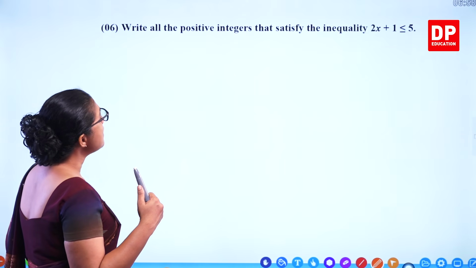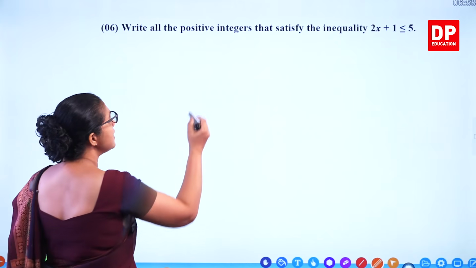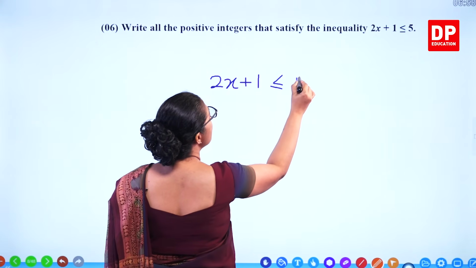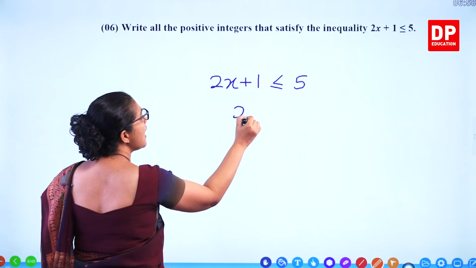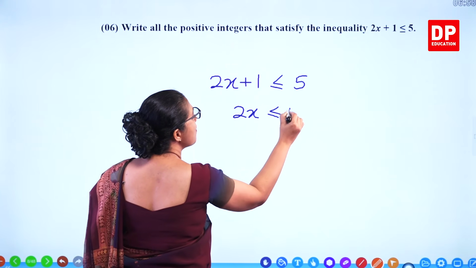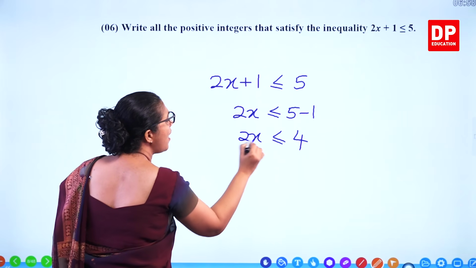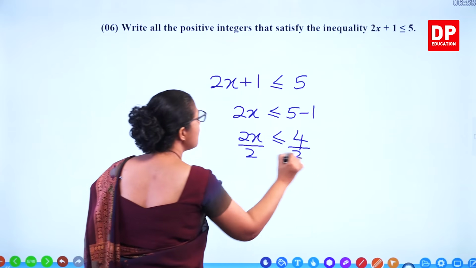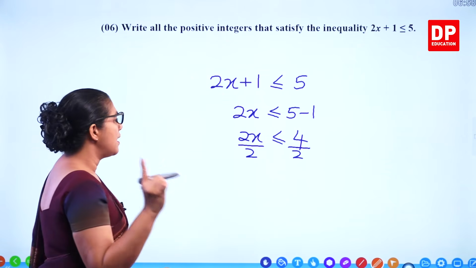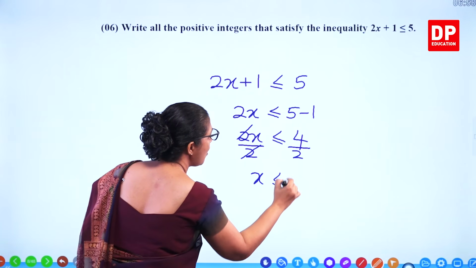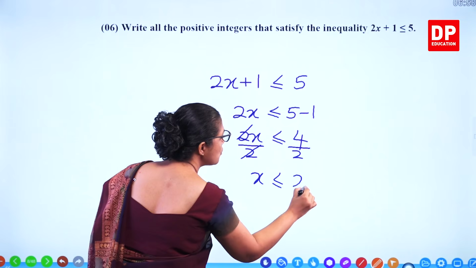Question number 6. Write all the positive integers that satisfy the inequality 2x plus 1 less than or equal to 5. Take 1 to the other side. You get 5 minus 1, that's 4. Now divide by 2. When you are dividing by positive numbers, nothing happens to the sign. X less than or equal to 4 divided by 2 is 2.